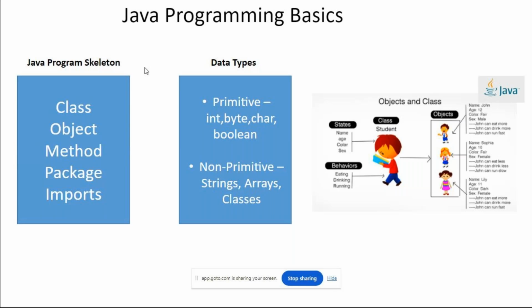Any Java program, be it very simple or an enterprise-wide Java application, you would see these things: class, object, method, package, imports, and data types. You write a program, and a program is going to accept some input, do some processing, and then return the output. That is a very simple input, processing, output. Any program is going to do that.